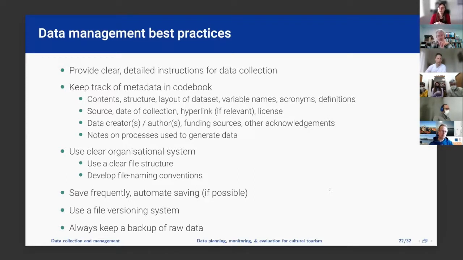Another thing that's very important is keeping track of the metadata. I think you can develop a code book. I highly recommend developing a code book. This outlines every data set. You're saying what's in the data, what's the structure of it, what's the layout, what are the variable names, how are they defined, and if we're using acronyms as shorthand, what do they mean? What is the source of the data? Where did we get it from? A hyperlink if you got it from a website, the date that you collected it.